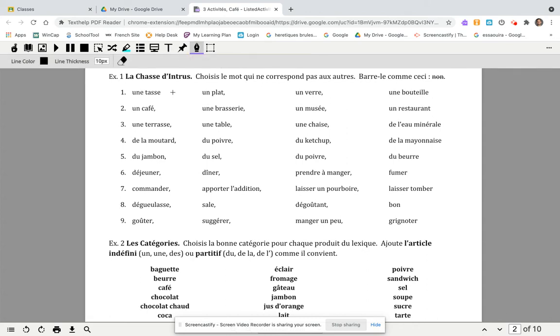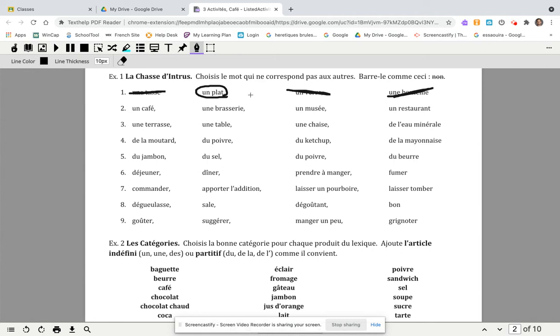So you've got une tasse, un plat, un verre, une bouteille. Well, une tasse is a cup, like une tasse de thé. Un verre is a glass, like un verre de vin. Une bouteille is a bottle, but un plat is an order, which is usually going to be food, right? And solid food. So the other three are things that contain liquids. So you'll kind of go through that.